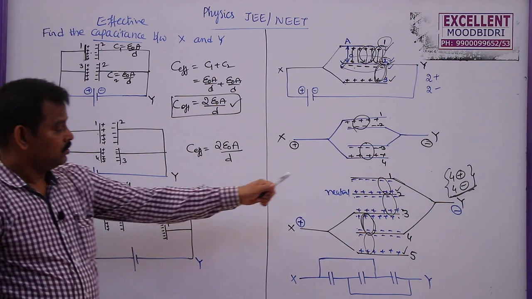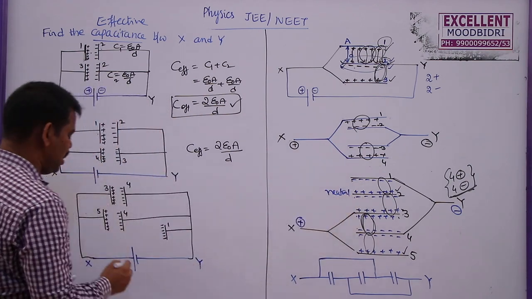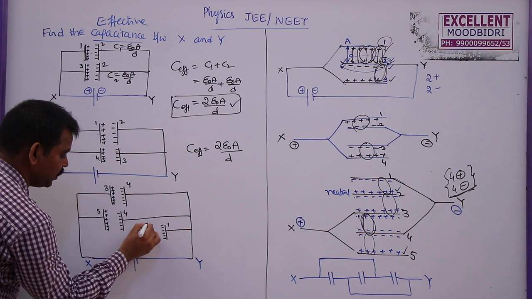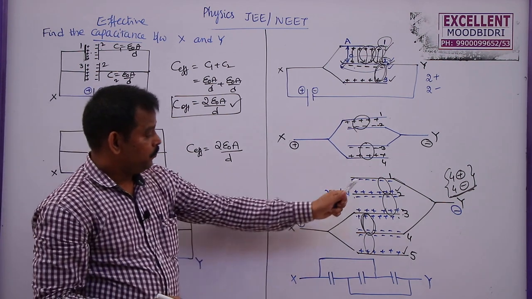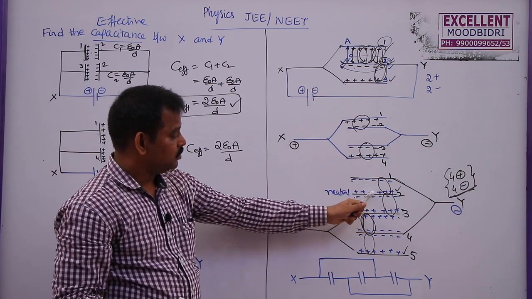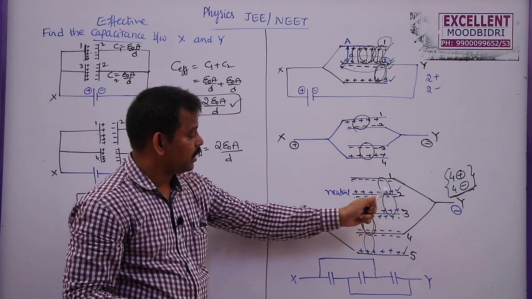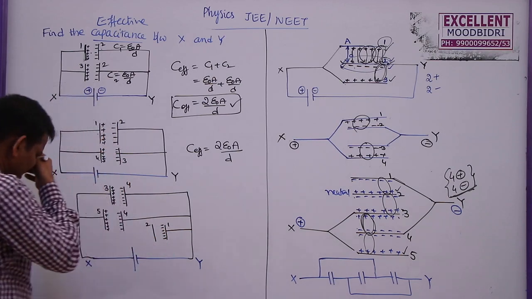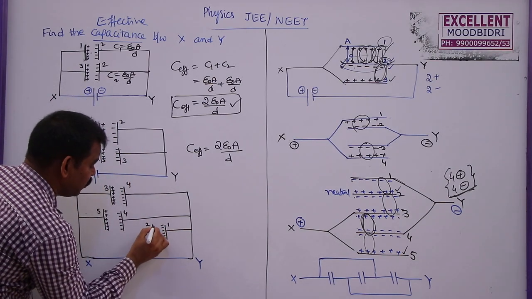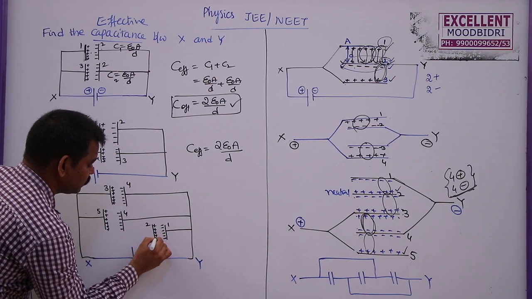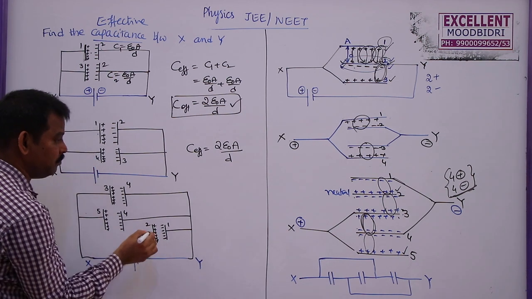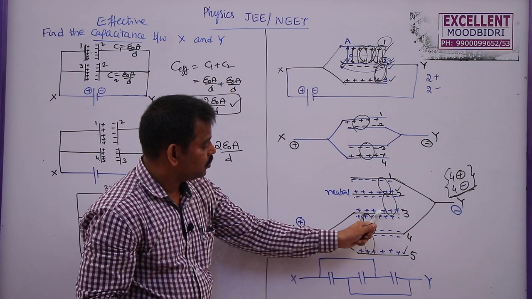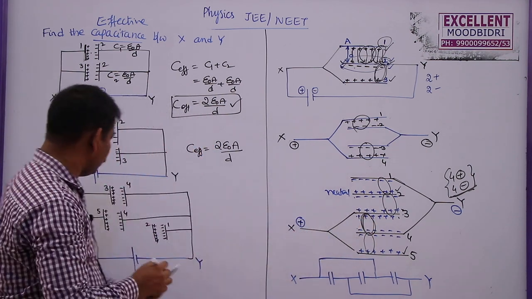Then it is in combination with the second plate. This is the second plate, and the face which is facing this one is positively charged, because the second plate has both positive charge and negative charge. But opposite, we have positive charge. And the same second capacitor, second plate is in combination with the third plate, and the third is connected to X.